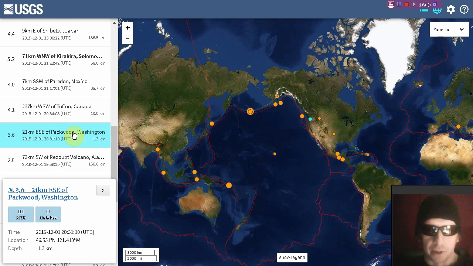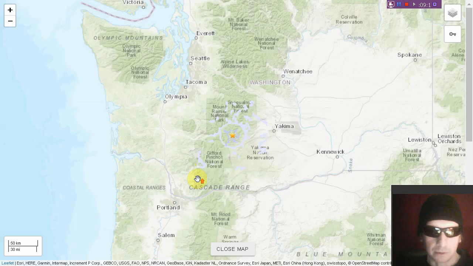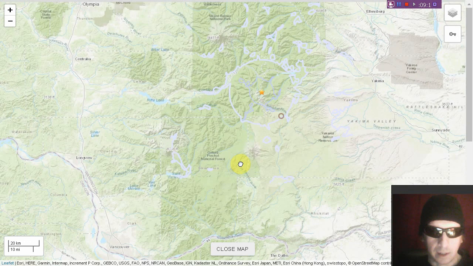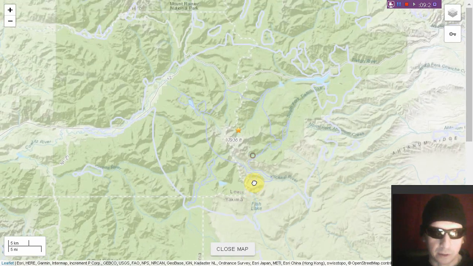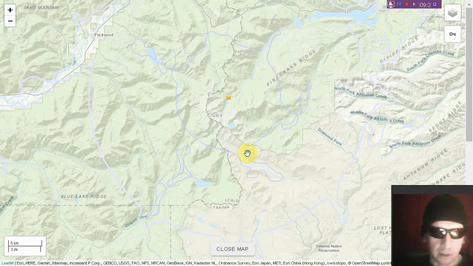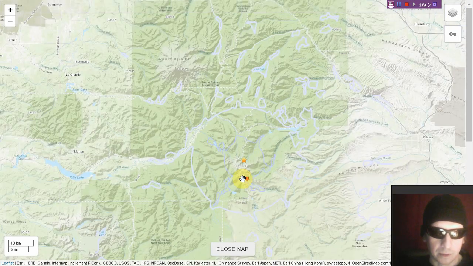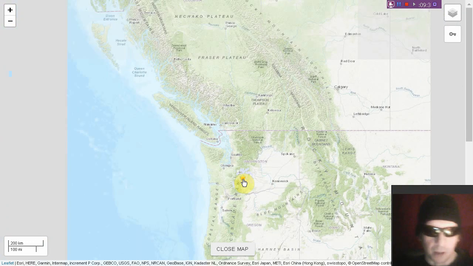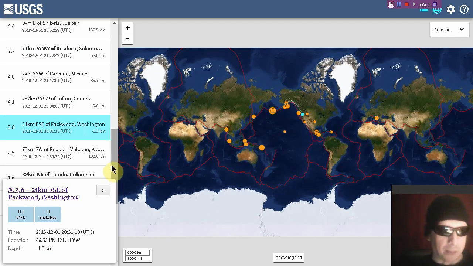Here we see a very shallow quake at 1,300 meters above sea level. Once again, let's check out the location of that. We saw a quake directly under Rainier a few days ago. And this one looks like it's directly under a large mountain also. However, 1,300 meters above sea level, folks. The depth, negative 1.3 kilometers. And that's a typical sign of magmatic activity.